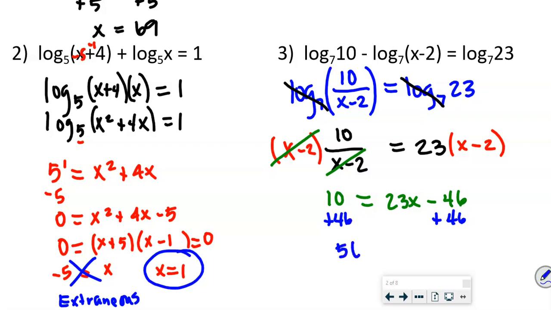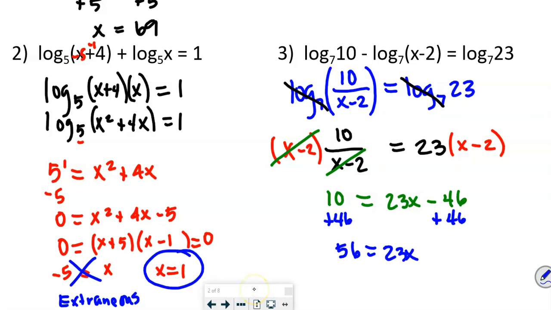So that's going to give us 56 is equal to 23x. So our last step is going to be to divide both sides by 23. Right? Okay, 56 divided by 23 is, let's see, I did it somewhere on my paper, 2.435.